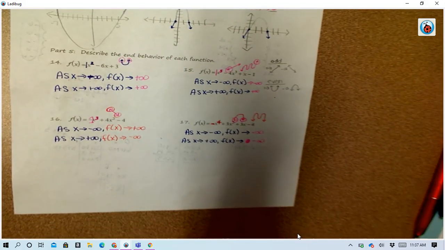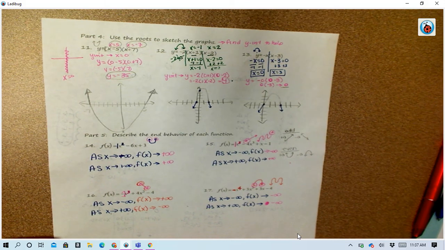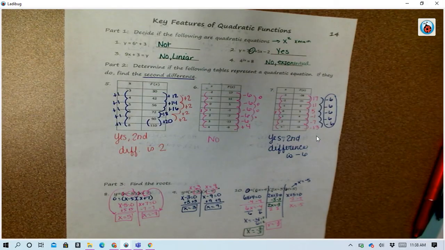So this is what the back of page 14 should look like. And this is what the front should look like. So make sure you have all of that copied down.